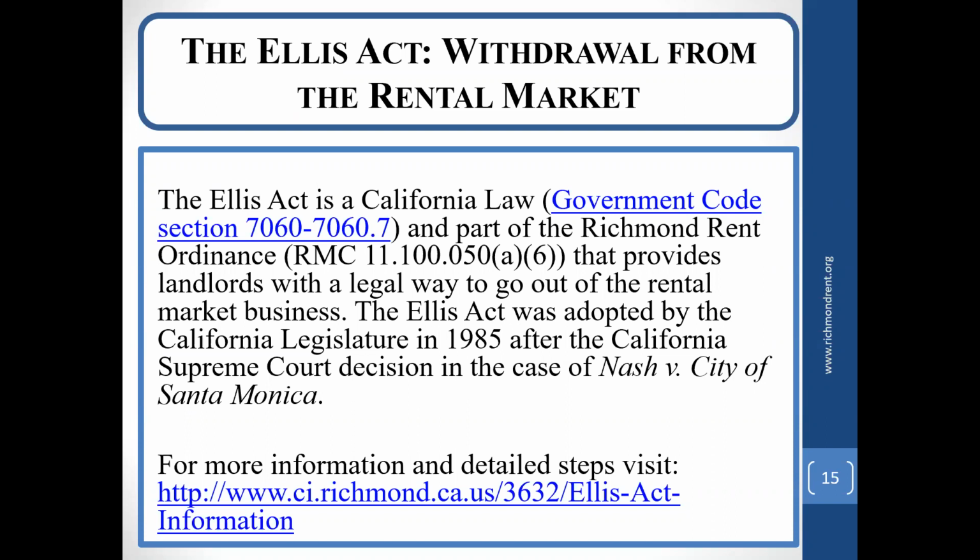I will next discuss the withdrawal of the unit from the rental market known as the Ellis Act. The Ellis Act is a California law and part of the Richmond Rent Ordinance. The Ellis Act provides landlords with a legal way to remove the unit from the rental market. The act was adopted by the California legislature in 1985 after the California Supreme Court decision in the case of Nash versus the City of Santa Monica. For more information on the Ellis Act and the detailed 10 steps, please visit the presented website.